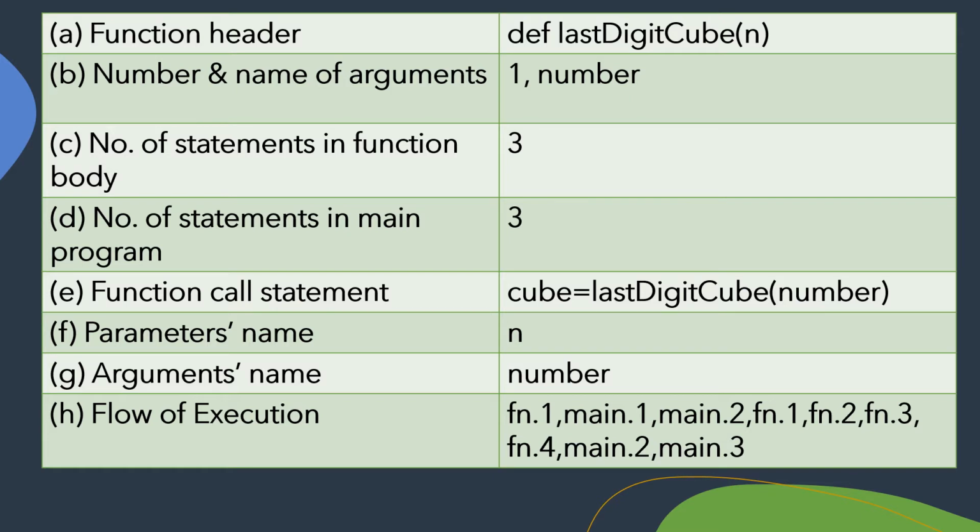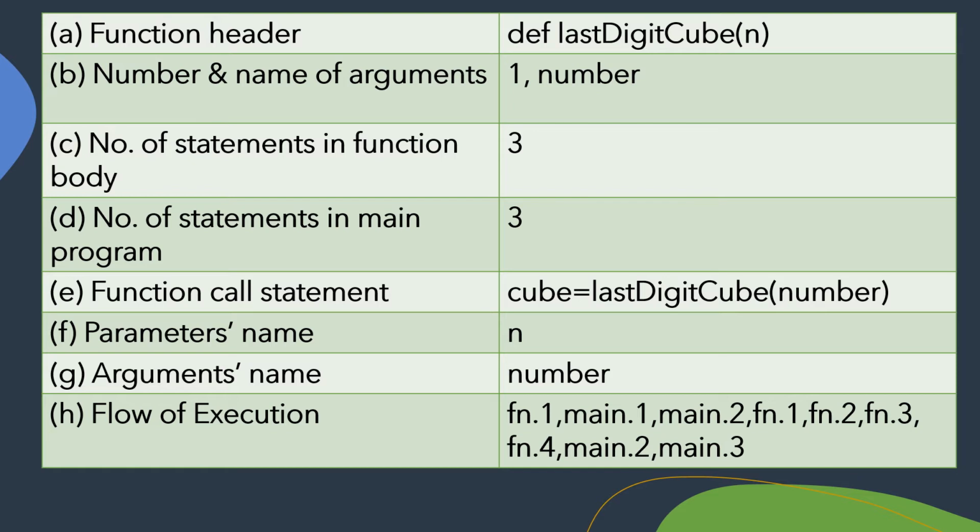Now here you can see what the function header is. The function header is def last_digit_cube with n as its parameter. So the first line of a function definition is called the function header. Now it is asking what are the number and name of the arguments. How many arguments are there? There is only one argument, and the name of the argument is number. Number is passed when you are calling the function, so that is the name of the argument.